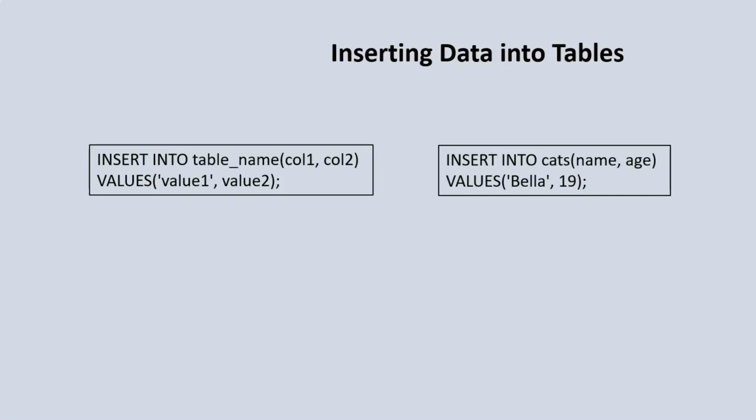To insert data into our cats table, we'll type insert into the name of the table, cats. What columns do we want to insert data into? We want to insert data into the name column as well as the age column. Now, what are the values that we want to insert into those columns? For the name, we want to insert Bella. Because this is a character or string data type, it has to be in single quotes, followed by a comma, and then the age, which is an int data type. It doesn't need quotation marks, so we just put in the data, which is 19. Let's go to SQL Server and try this out.